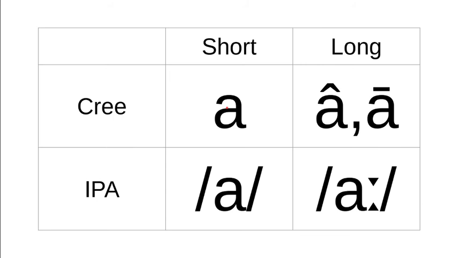In the IPA, a is just short, that's the normal. And to make it long, you put a funny character. Usually we just use a colon in place of it, that's fine, to indicate that the letter before that colon is pronounced longer.